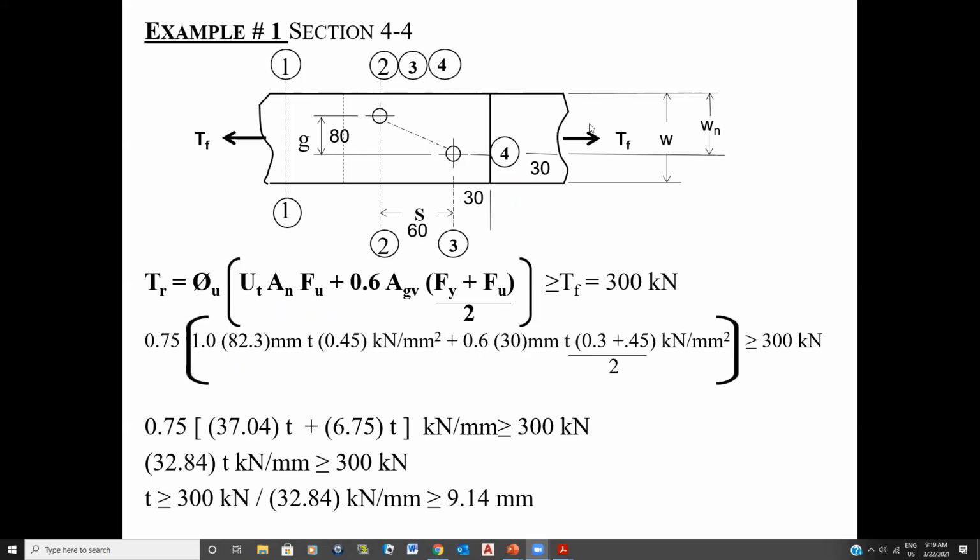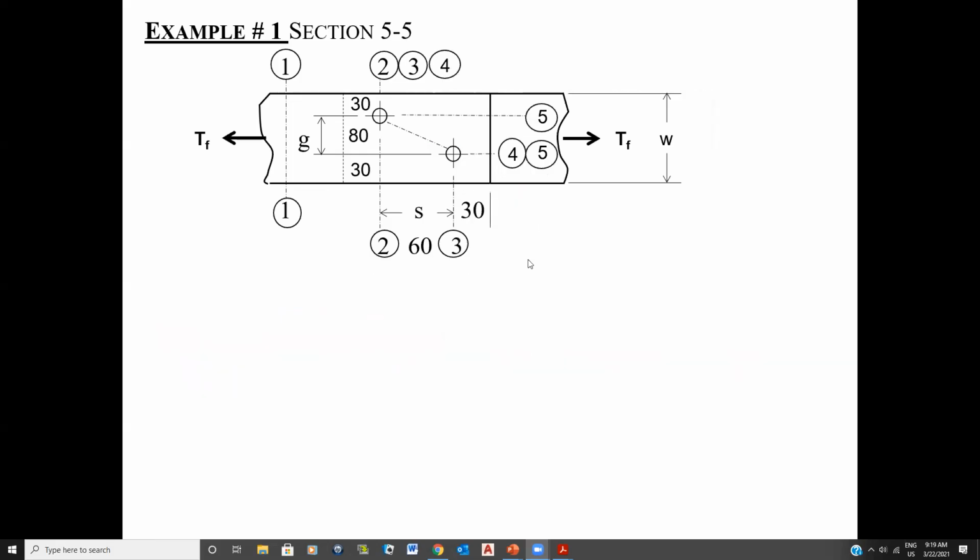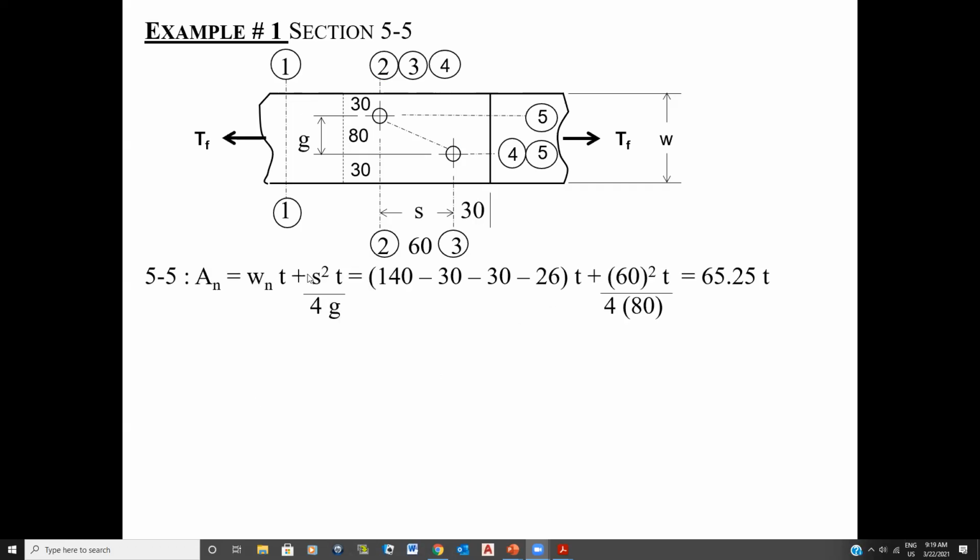Now, the last place I have to check, of course, is 5.5, where I have an AGV here, an AGV here, and all I have here is the S squared. I have that area of S squared, the G over T. So therefore, I have WNT S squared over TE. So I have 140 minus 30 minus 30, which gives me this here, minus 26. I'm going through one bolt hole, half here and half there. So that gives me the WN. And then this part here gives me the additional diagonal value here. So that's my ANT. That's where this is going to fail in tension. And then this part here and this part here is going to fail in shear.